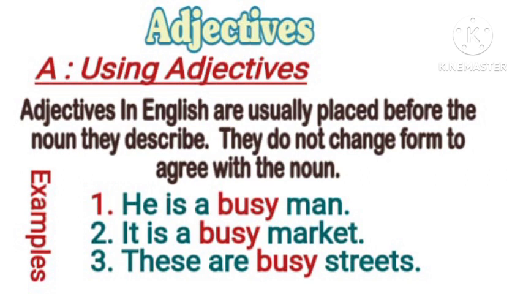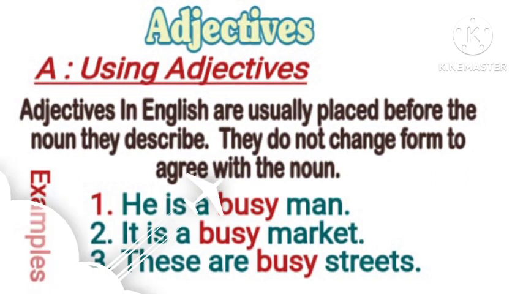Using adjectives in sentences. Adjectives in English are usually placed before the noun they describe. They do not change form to agree with the noun. Examples. 1. He is a busy man. 2. It is a busy market. 3. These are busy streets. Here, man and market are singular nouns, and we use the adjective busy. In the third sentence, the noun streets is plural, but the adjective is the same, that is busy.